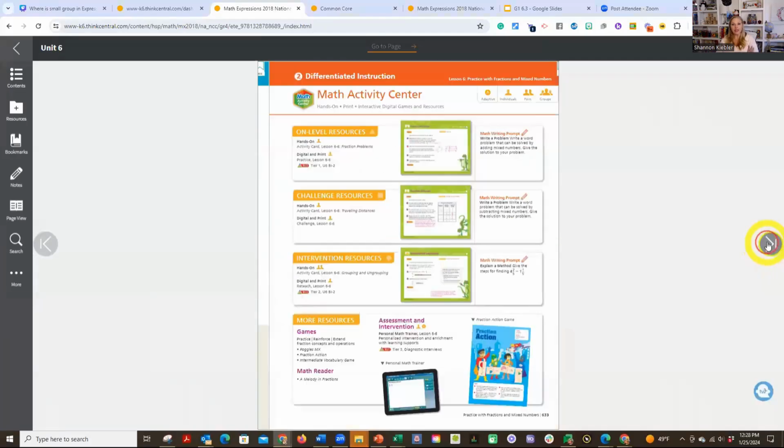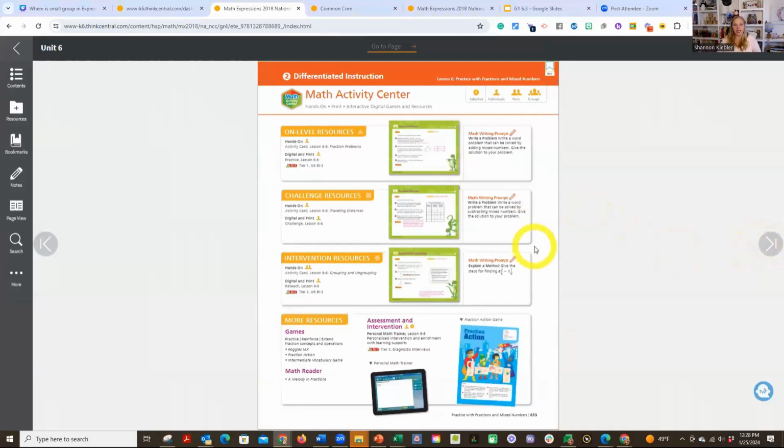So I want to show you a couple of other things. If I keep going through this lesson and I see here that I have on-level, challenge, and intervention, this intervention card could be what you're using with that small group. So maybe I've set some kids to go off independent and I have some friends that are just needing a little bit more support. I may, when I pull them back to my table or go to them, however that looks, do this activity card with them.